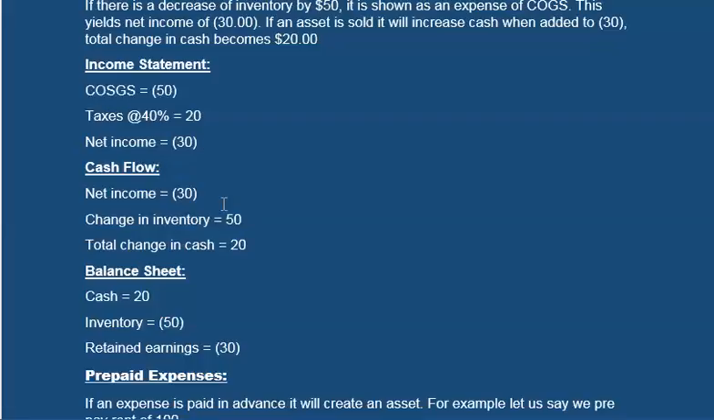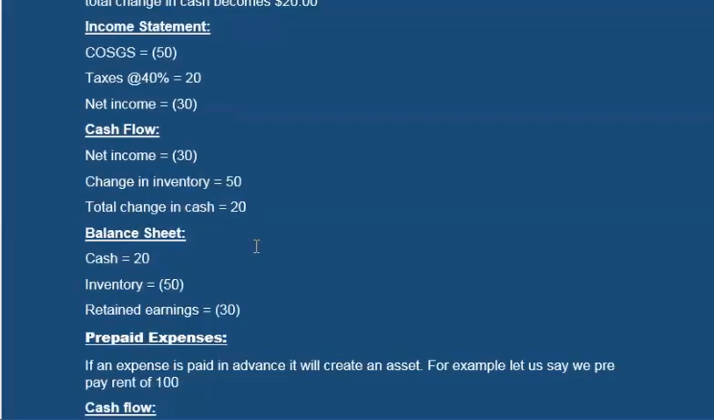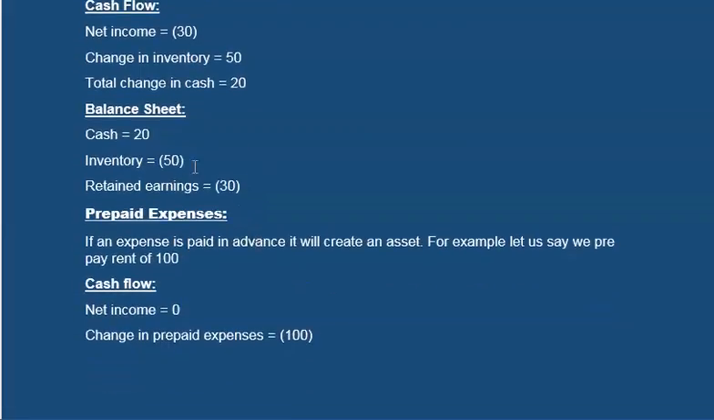Cash flow. Net income will be negative 30. Change in inventory is 50. Total change in cash is 20. Balance sheet. Cash equals 20. Inventory is negative 50. Retained earnings is negative 30.